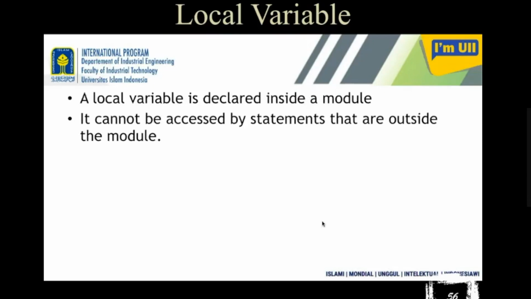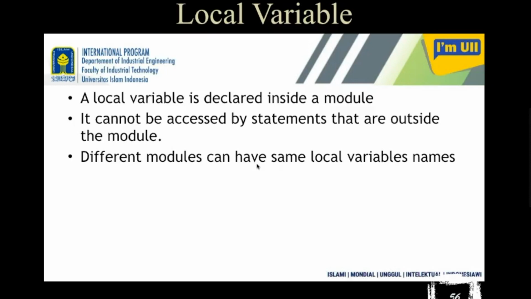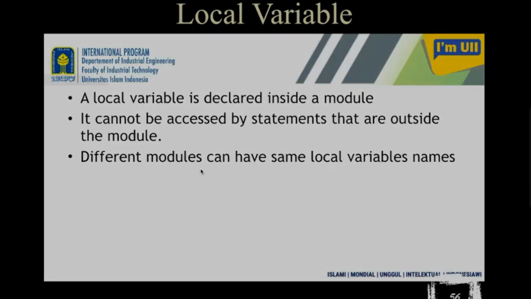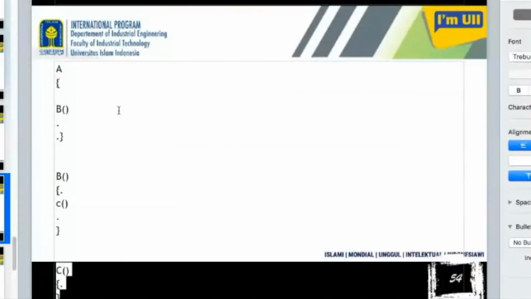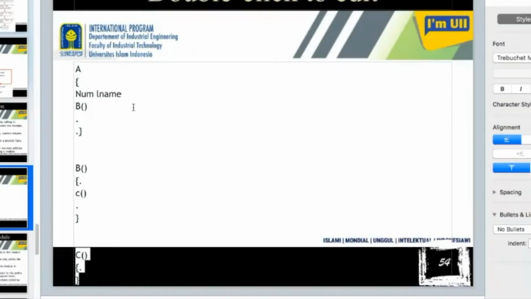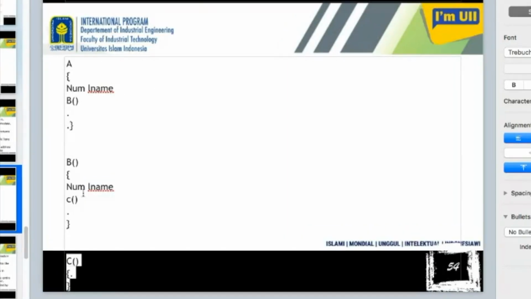A local variable is declared inside a module. It cannot be accessed by statements that are outside the module. Different modules can have the same local variable names. For example, if you look at the example here, in function A you can write a variable name lname, and also in B you can write a variable name lname, because this lname has a scope within this B, and this lname has a scope within this A.